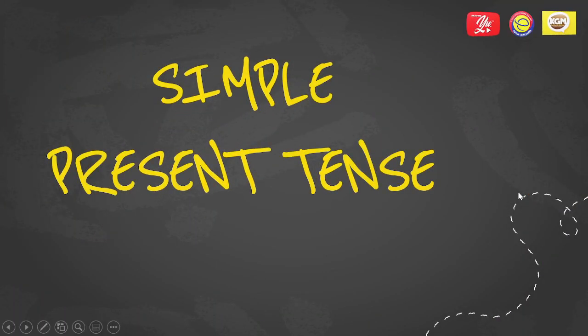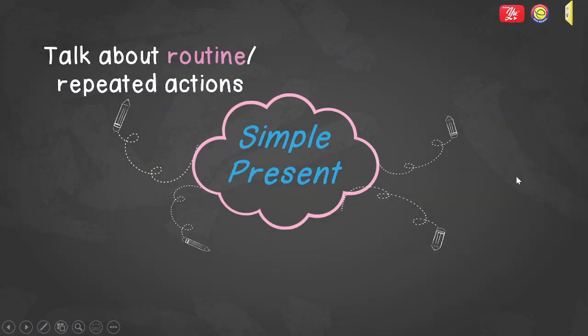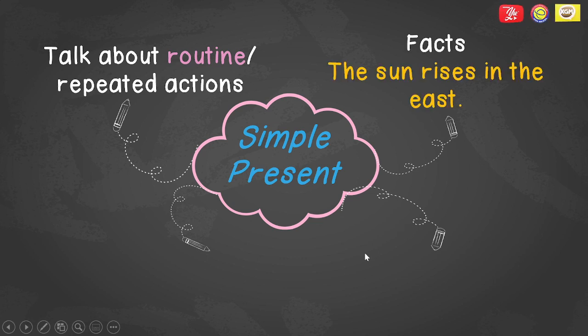So now, what is a simple present tense? The simple present tense is used to talk about routines or repeated actions, which means ia digunakan untuk bercakap tentang perkara yang kamu buat setiap hari, rutin, benda yang kamu sentiasa buat. And also, it is used to talk about facts, benda yang sentiasa benar, fakta. For example, the sun rises in the east. Just like a present continuous tense, we also have formulas for simple present tense. Let's look at the first one.